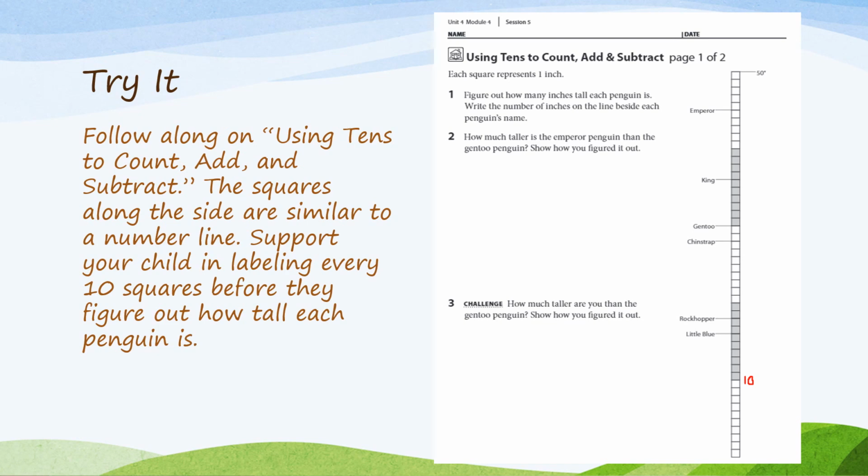10 squares are grouped together in gray, so 10 more would be 20. 10 more would be 30. 10 more would be 40. And the last group of 10 makes 50. Use this number line to help you complete the problems.